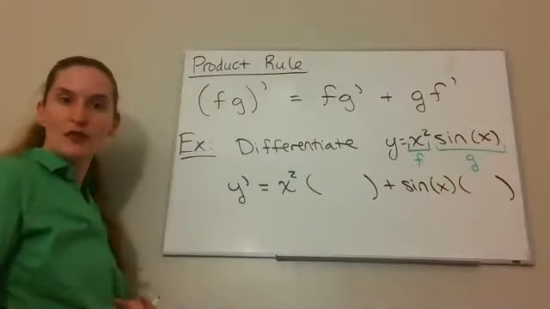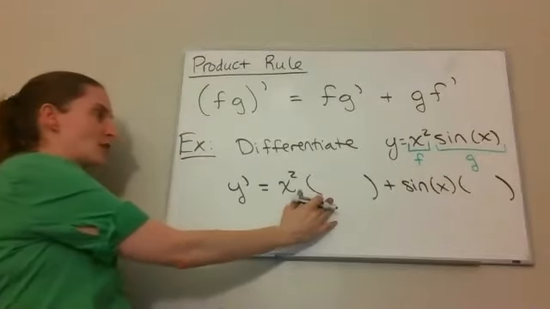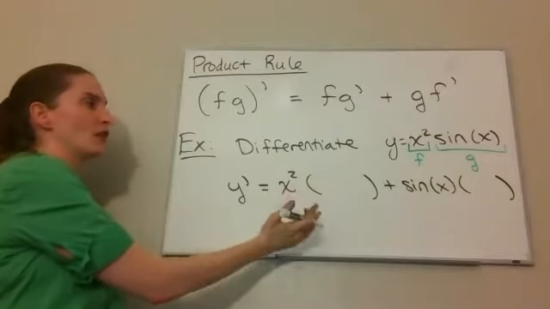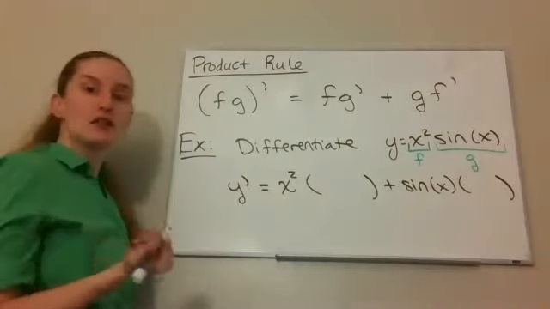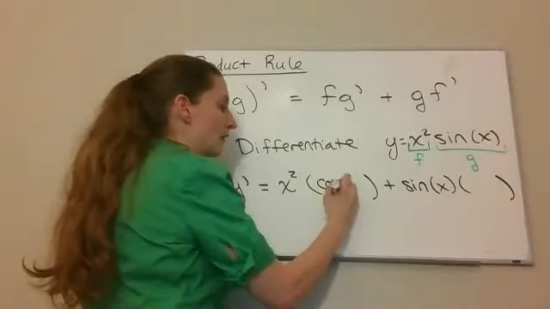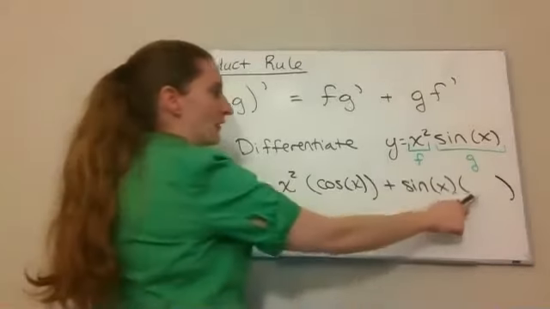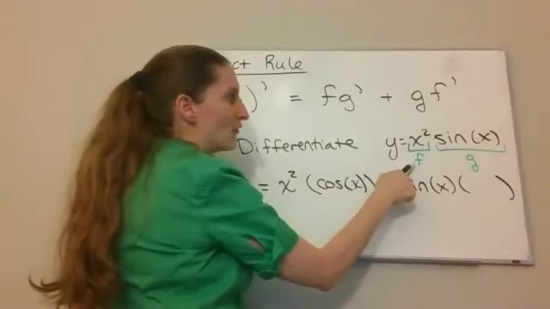And we just have to fill in our parentheses. So this first set of parentheses is supposed to be the derivative of the g. So derivative of sine x. The derivative of sine we learned in the last video. It's cosine. And my next set of parentheses needs to be the derivative of my f.